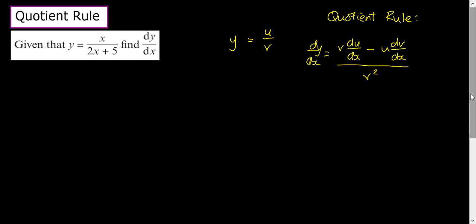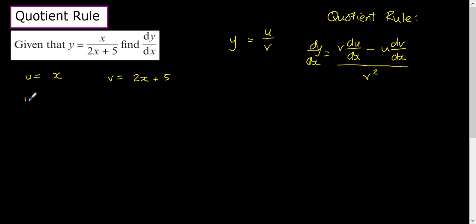So it looks a bit more complicated. It is a bit more complicated, but it's the same idea. We still only have 4 things to write down. So let's write u equals, let's write v equals. So u equals x, it's always the numerator, and v is 2x plus 5, it's always the denominator.